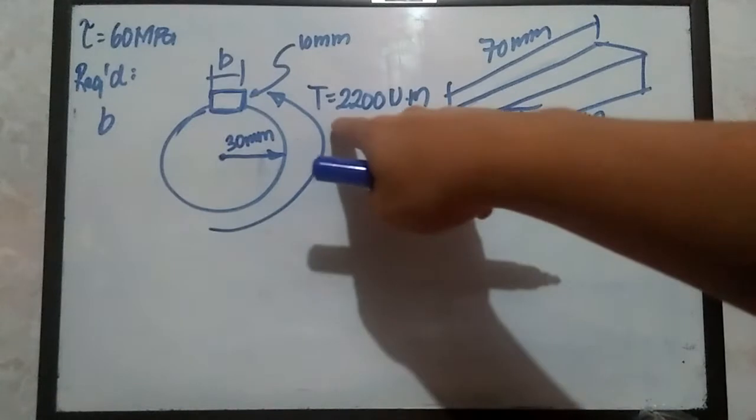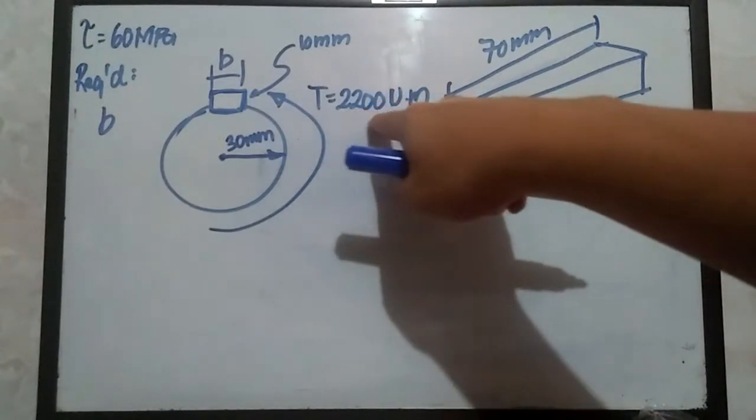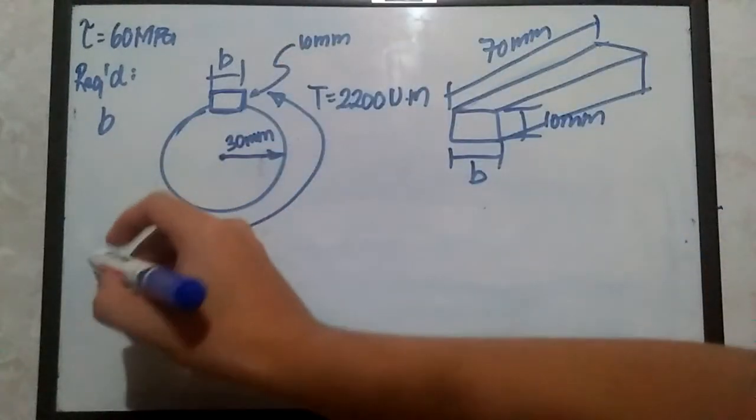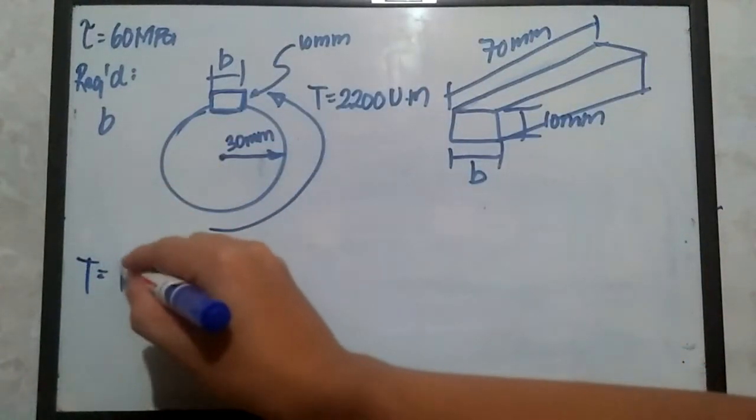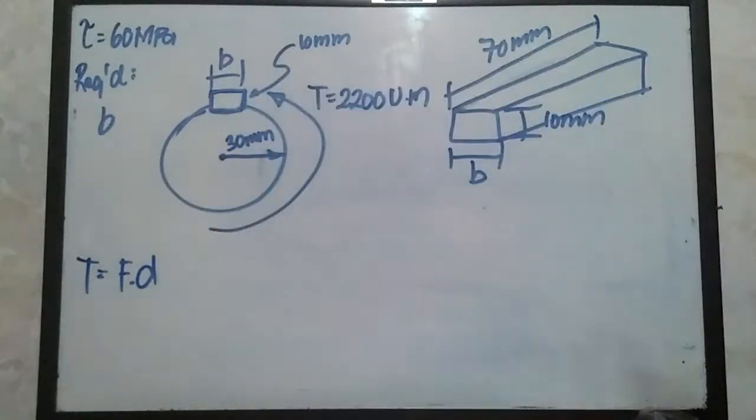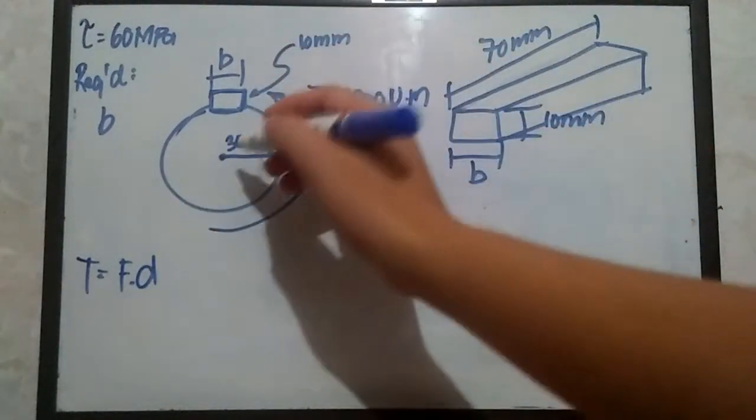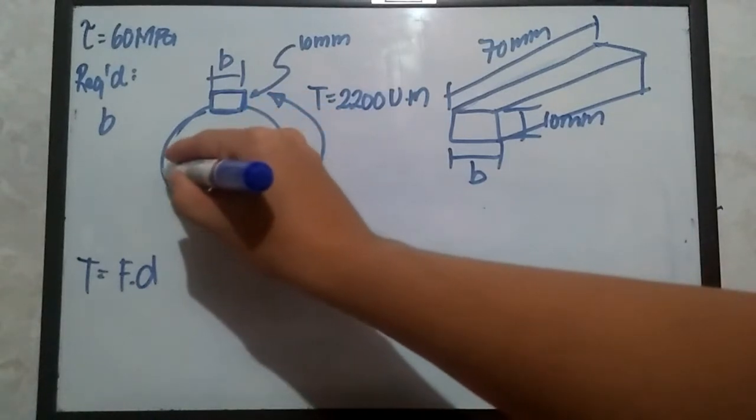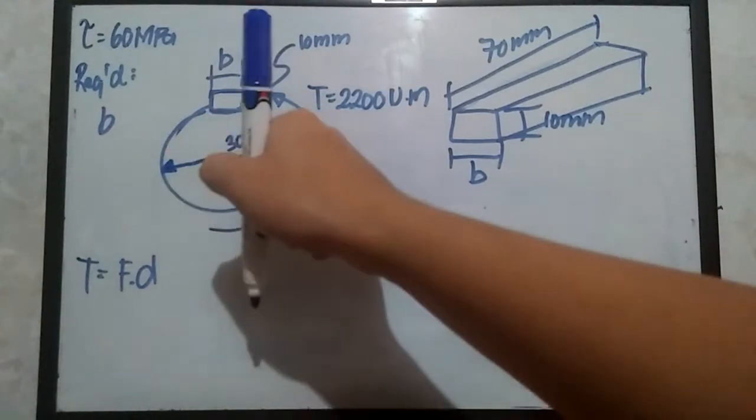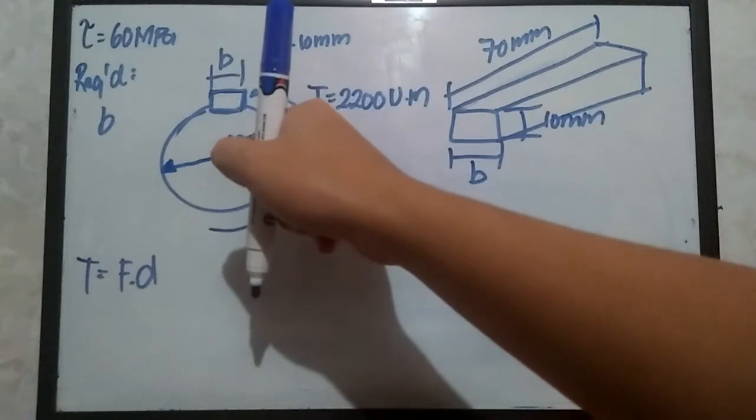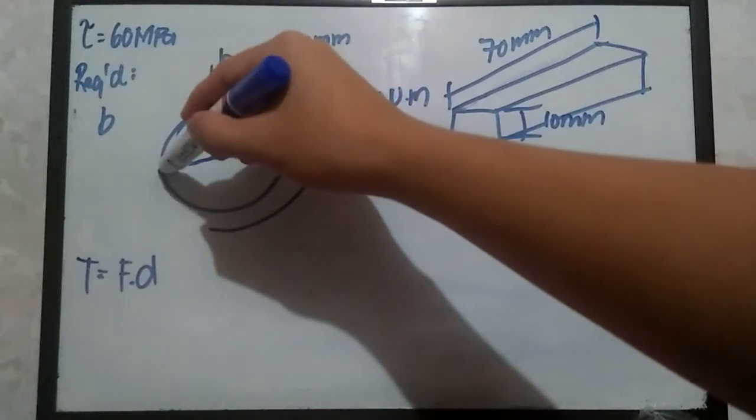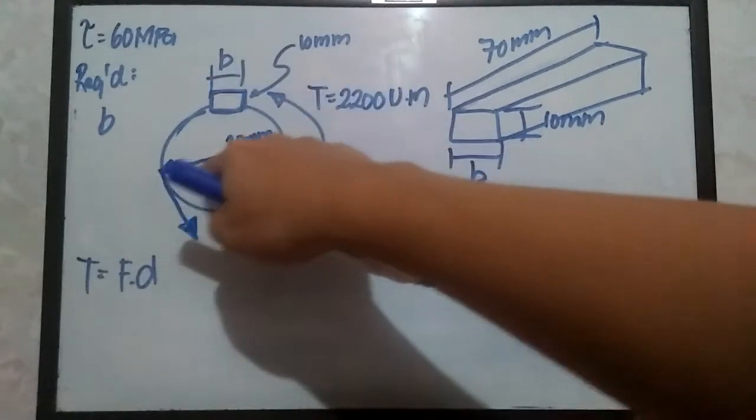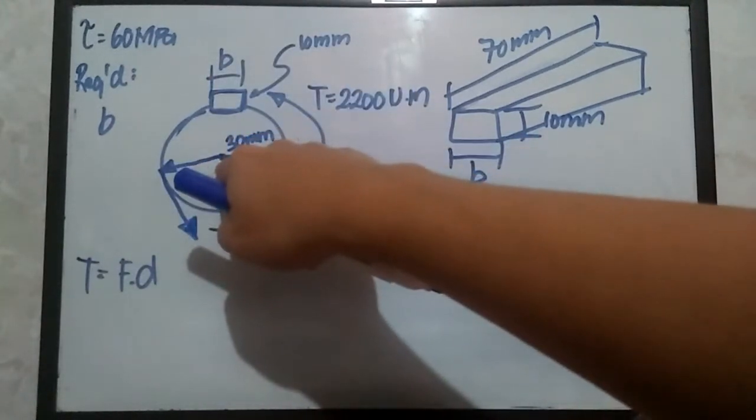So if we are given this torque equivalent to 2200 Newton meter, if we try to remember the formula for the torque, it is just basically force multiplied by the perpendicular distance. Means to say that if we set a certain radius of this circle, let's say for example going this way, having a radius equivalent to 30 millimeters, it means it has a force that is acting perpendicular to that distance from our reference point, right?